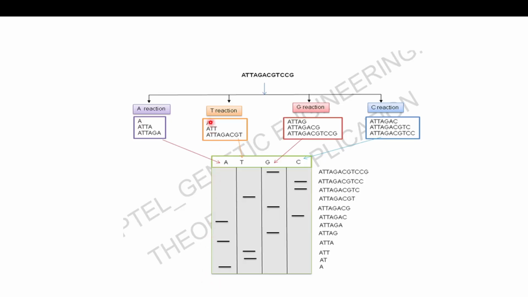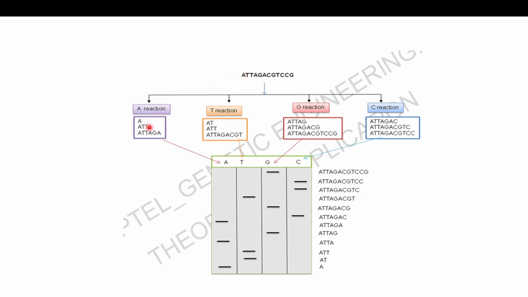Okay, so how do you really analyze Sanger sequencing results? Suppose this is your original DNA construct. In the A reaction, ddATP has been introduced. In the B reaction, ddTTP has been introduced. ddGTP has been introduced in the G reaction, and in the C reaction too, ddCTP has been introduced. Now, wherever there's this strand.